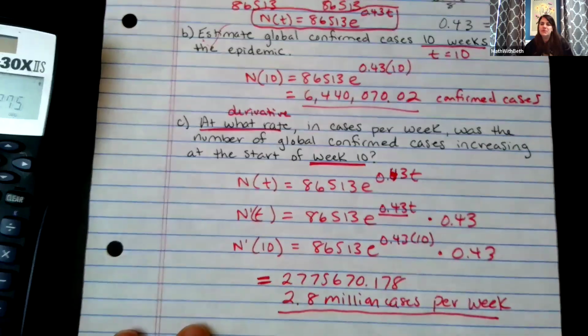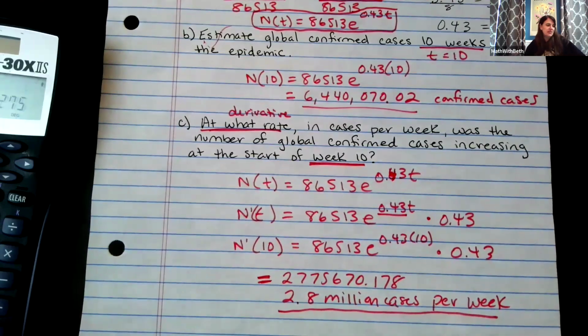Okay, those are some examples on application problems using this uninhibited growth model. So feel free to let me know if you have questions on that or if you want to see any more examples.